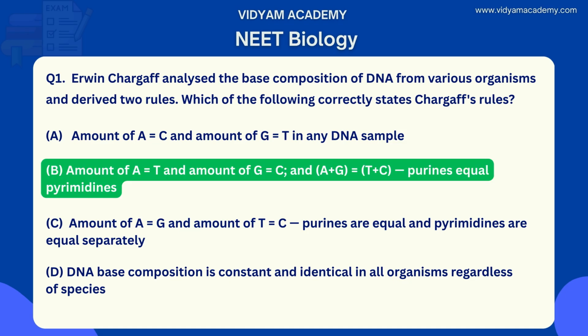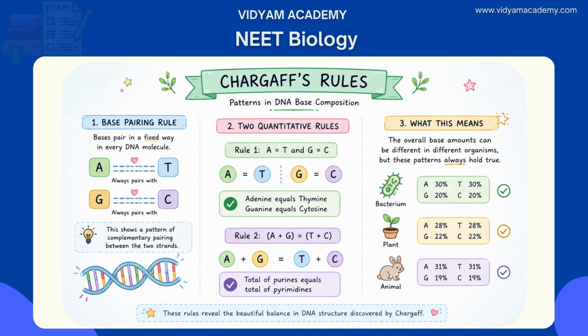Let's see the detailed explanation of why B is the right answer. Chargaff's rules state two quantitative regularities in DNA base composition. First, the amount of adenine always equals the amount of thymine, A is equal to T, and the amount of guanine always equals the amount of cytosine, G is equal to C. This is the base pairing rule reflecting complementary hydrogen bonding between strands. Secondly, the total amount of purines, A plus G, always equals the total amount of pyrimidines, T plus C.